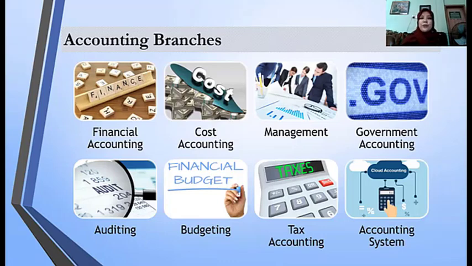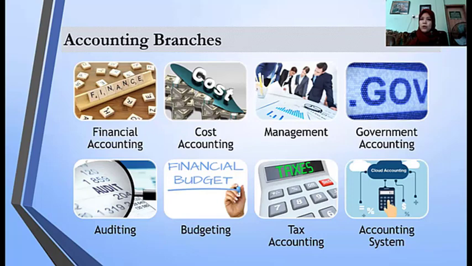For accounting branches, these are the 8 branches in accounting: financial accounting, cost accounting, management, government accounting, accounting system, tax accounting, budgeting, and auditing. I think in all of these branches you can see the differences, and I ask you to make a table. You should tabulate what the differences are among the 8 accounting branches.